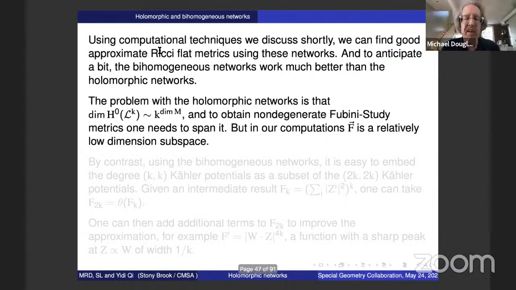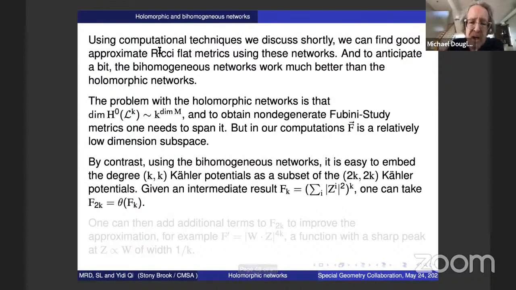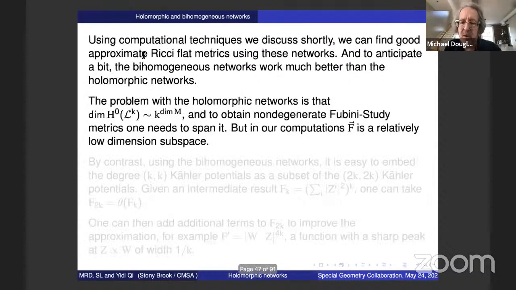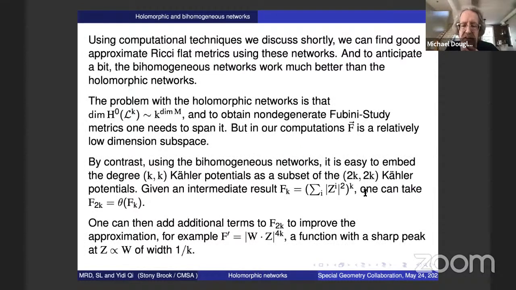So that showed up in poor behavior of the programs in various ways, but these bihomogeneous networks do work quite well to represent the Kähler potentials of Ricci-flat metrics. And so, it's easy to see that they fix the problem we just described. Once you feed in Z, Z bar, you immediately get as the output of the first layer the degree 1 Fubini-Study Kähler potential, and then you can just keep squaring that thing, and you'll just multiply that Kähler potential by whatever factor you need to get a Kähler potential coming from a higher class.